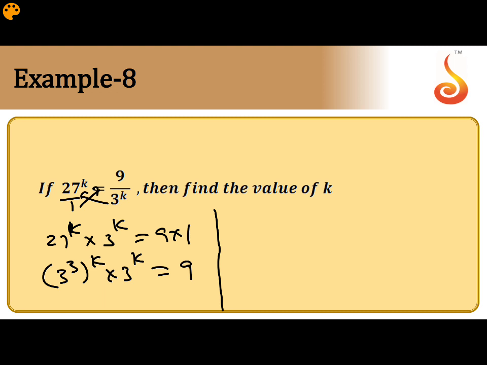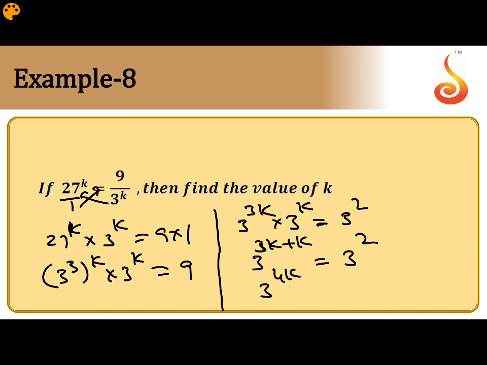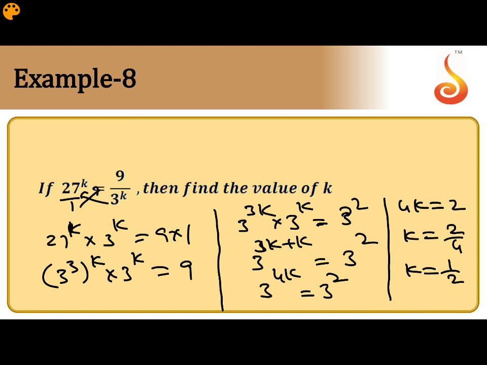So on the left side the complete base is 3. So 3 power 3k into 3 power k. On the right side also, we can write 9 as 3 square. So now the bases are same, adding powers: 3 power 3k plus k equal to 3 square. So now 3 power 4k equal to 3 power 2. Now here the bases are equal, so equating powers: 4k equal to 2, k equal to 2 by 4, k equal to 1 by 2 is the answer for this one.